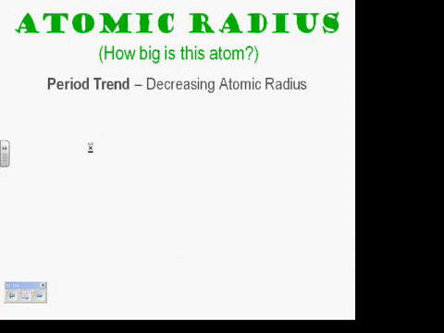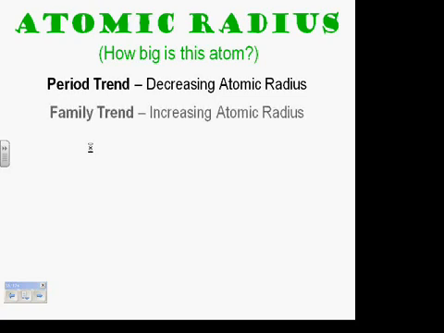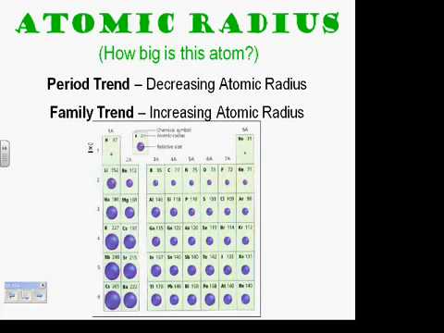So for atomic radius, the period trend is decreasing. As we go across the period from left to right, the atom's size decreases, and the family trend is increasing because as we go down, we're layering more and more electrons on, kind of like an onion. This is a little picture that kind of shows that. The size of each of the little balls represents the size of the atom, and you can see that the cesium atom, way down in the bottom left corner, is the largest of all the atoms, and helium up in the upper right is a very small atom.